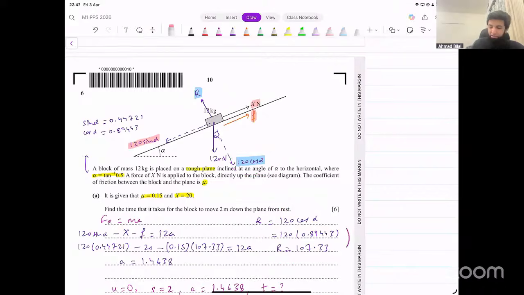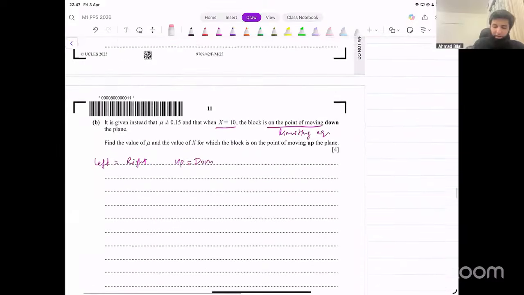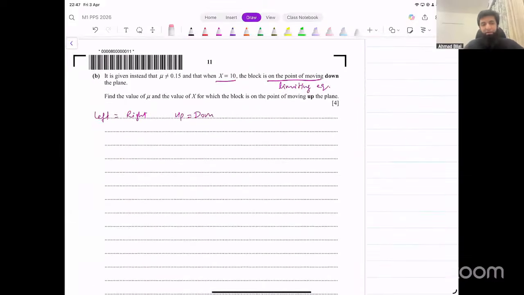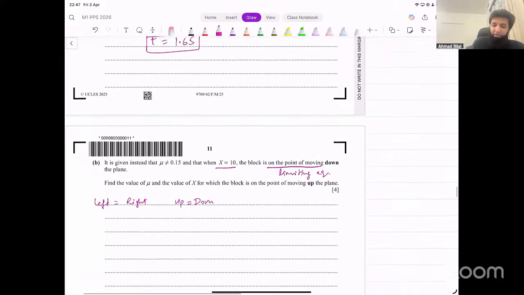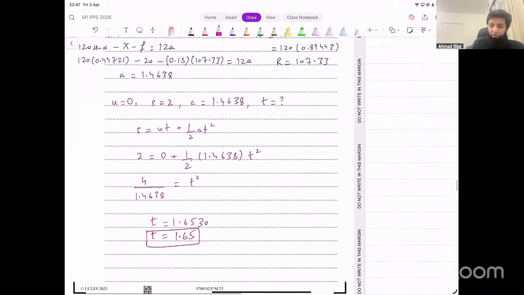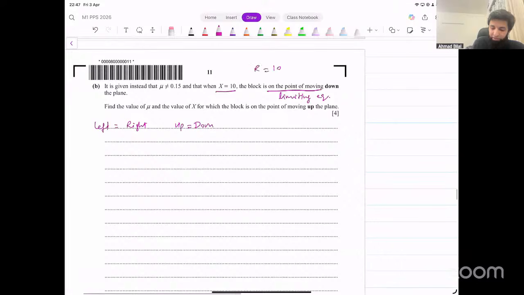So r is still the same. Sometimes r can change as well, right? For one part, it will be one value, and then in the next part, it'll be some other value. So you have to be careful about that. In case it changes, you have to calculate it again. But in this case, it remains the same, and its value was 107.33. Let me just write that down here.